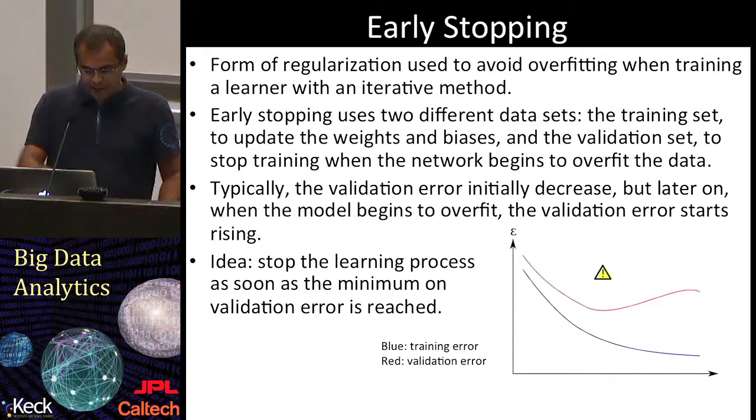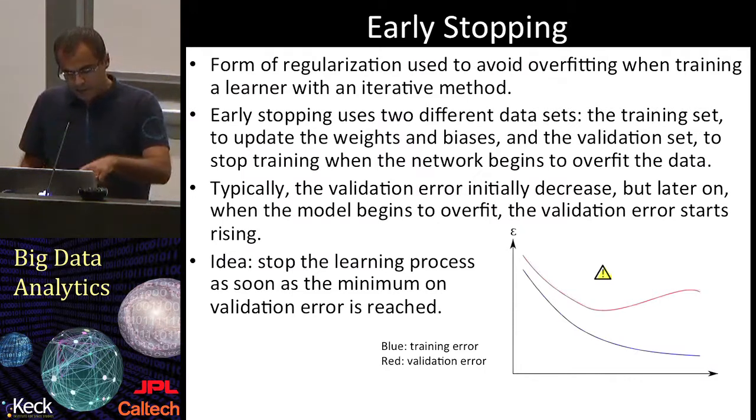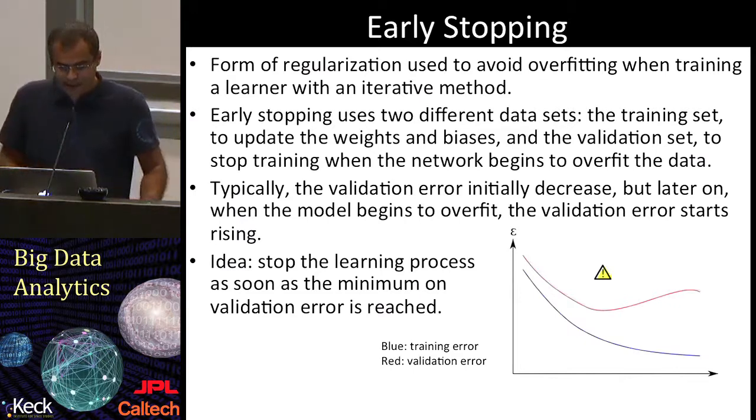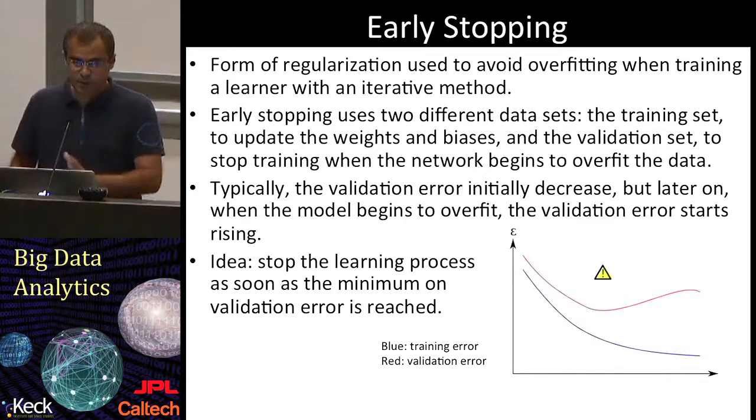For example, in the figure, the blue line is the training error and always decreases, while the red line is the validation error that at some point reaches a minimum and starts rising. And with early stopping, we want to catch that minimum and stop the training there.